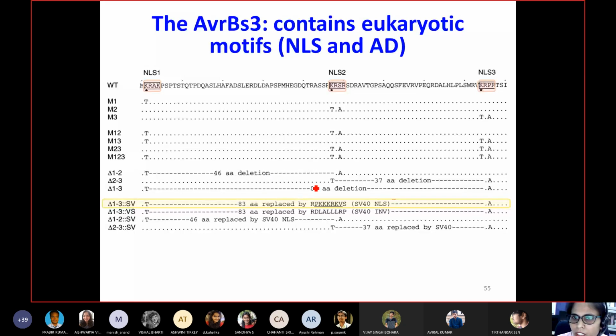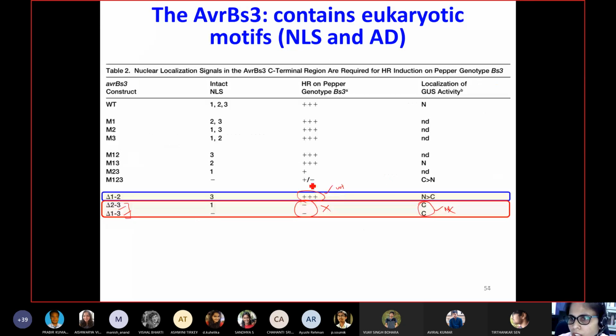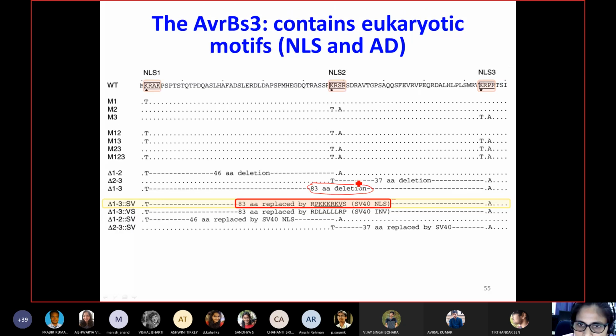Then in the second case, where they used delta 2 between 2 and 3, they replaced 37 amino acids with the SV40 signal. And in this case, delta 13 again. Just to show that it is not the case that replacing with any NLS sequence will rescue the effect, what they did here was insert the amino acids in the opposite orientation. So what they have here is insertion of the same amino acids but in the opposite orientation.